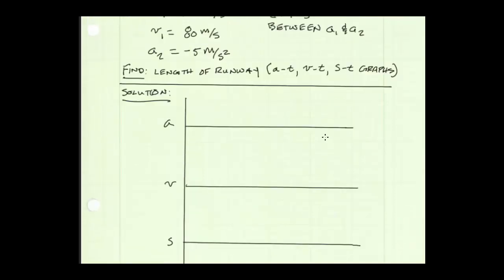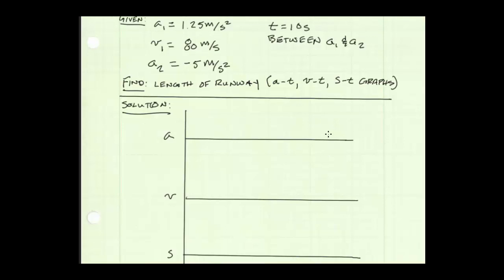Now let's put on some points that we know. The initial acceleration is 1.25 meters per second squared. And that is a constant acceleration that goes for a little ways. Then my acceleration stops for 10 seconds, after which I decelerate at 5 meters per second squared, or my acceleration is negative. We're assuming that the airplane starts from rest and that it's going to reach a velocity at this time, whatever that time is.